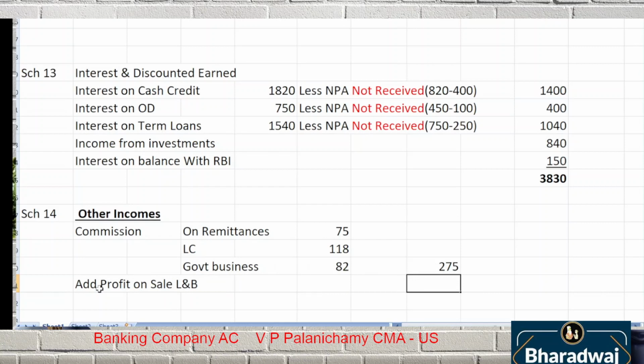Other income minus loss on sale, if there is any. Loss on sale cannot be taken as an operating expense. Please remember, loss on sale of asset or loss in exchange transactions cannot be taken as an operating expense.